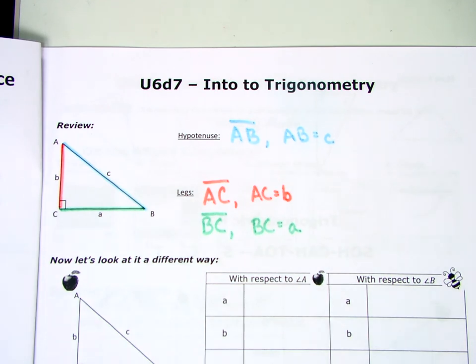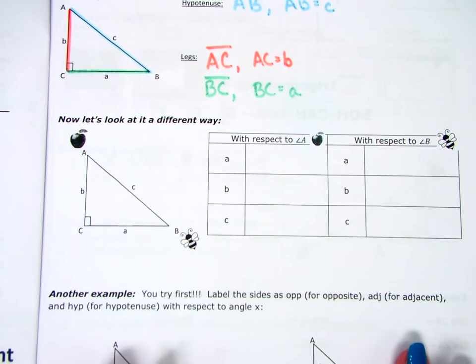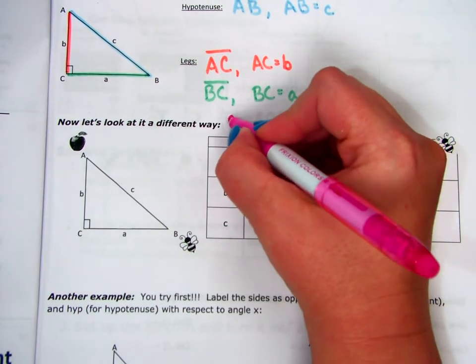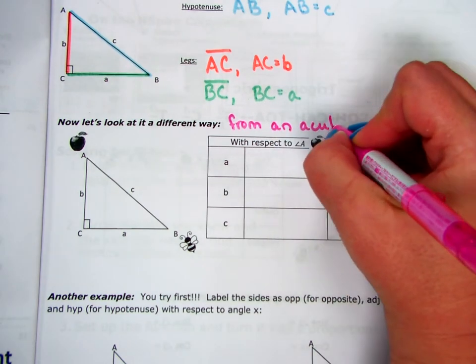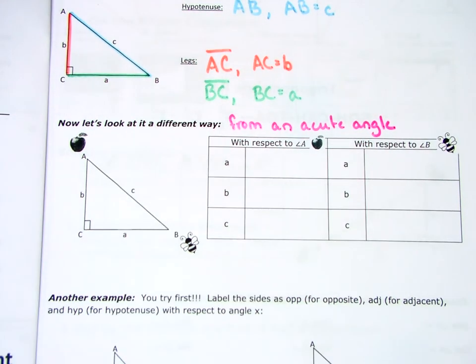So when we did 45, 45, 90 triangles, we just referred to the legs as legs. When we did 30, 60, 90s, we referred to one as short and one as long. Now we're going to have another way that we're going to refer to the legs, and it's going to be based on being at a specific acute angle. So it says, now let's look at this in a different way, and we're going to say from an acute angle.